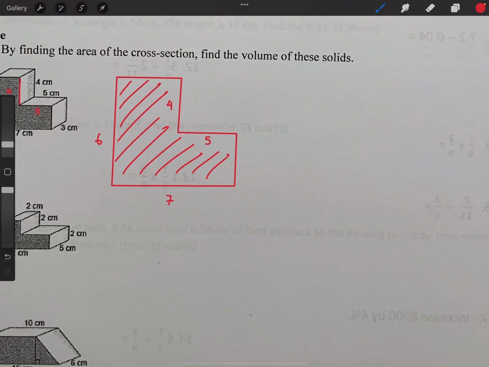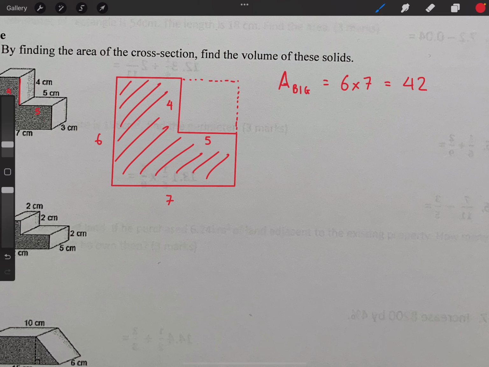To do that, I'm going to imagine that this used to be a big rectangle that has this missing piece at the top right. So the area of the big rectangle, I'm going to call it area of big, A for area. Area of big is equal to that multiplied by that. So 6 times 7, that'll give you 42.